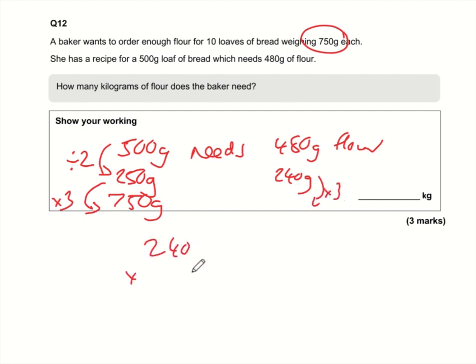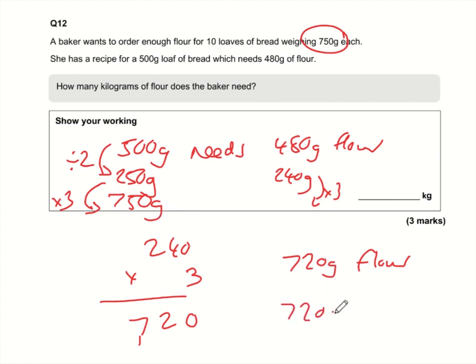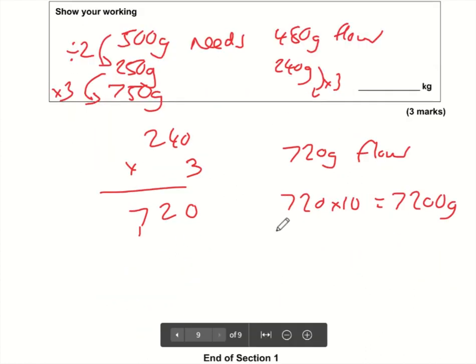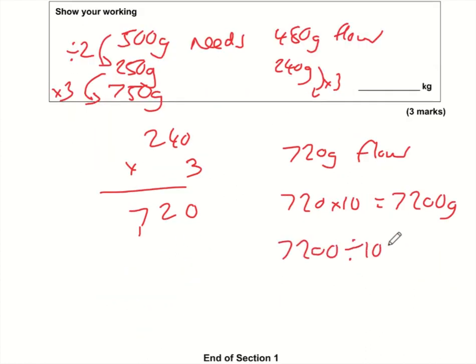So 240 times by 3, 0 times 3 is 0, 4 3s are 12, 2 carry 1, 2 3s are 6, plus 1 is 7. So that 720 grams of flour is needed for the 750 gram loaf, but we want 10 of them, so I need to multiply 720 by 10, so that is 7,200 grams. There are 1,000 grams in a kilogram, so all I need to do now is divide 7,200 by 1,000, and I get 7.2. So the answer is 7.2 kilos of flour, and that is the end of section 1.